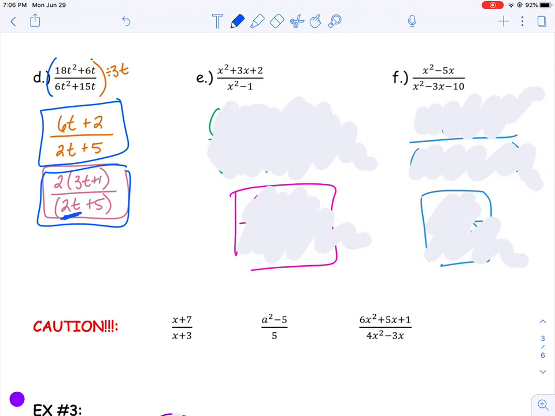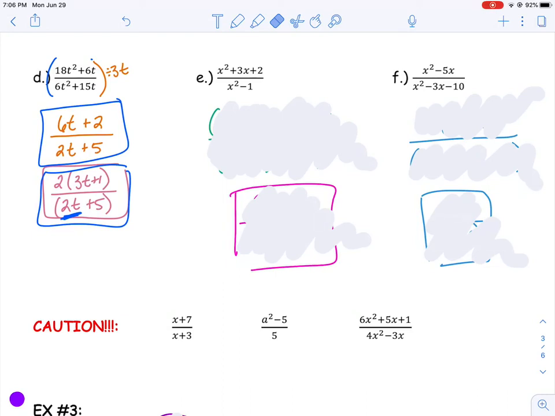All right, let's look at E. Wow, I notice a lot of different terms on this one. I notice 1, 2, 3, 4, 5. Now if I look at all 5 terms, is there a GCF between all 5 terms, something I can take out of everything? I don't think so. So if there is no GCF of everything, let's try to factor.